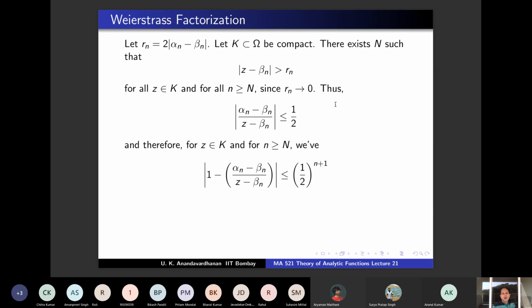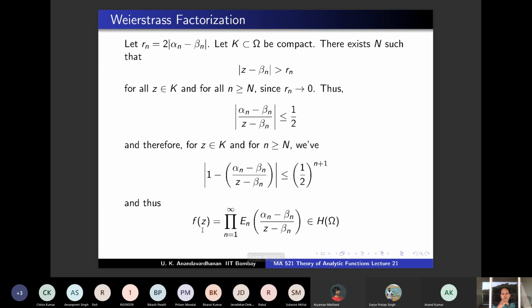So this is less than or equal to half power n plus 1, and therefore the summation of half power n plus 1 is convergent. For f of z as this product, this is uniformly convergent on K, and this is true for any K compact. So this is uniformly convergent on any compact subset, and therefore it's a holomorphic function.